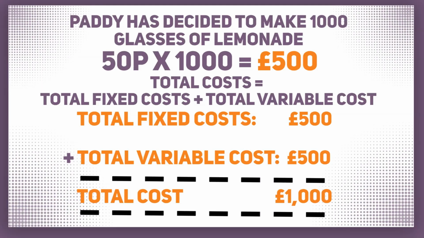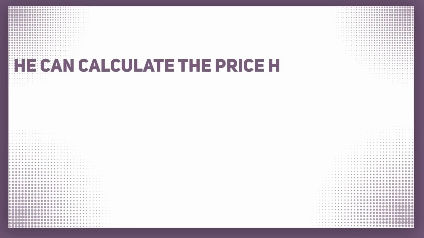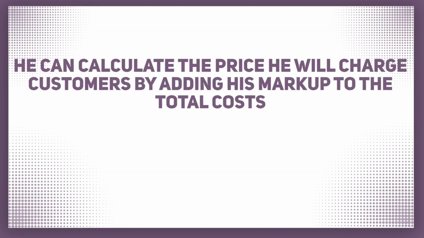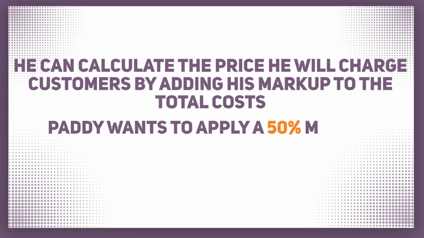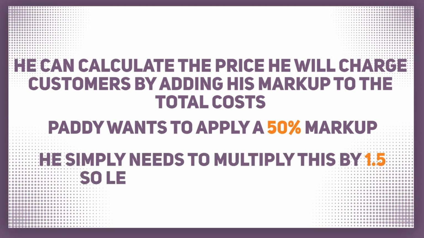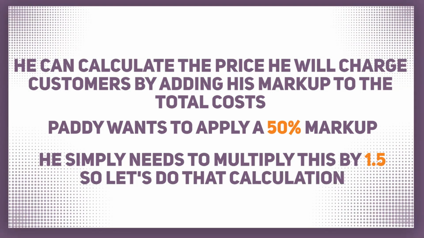So now that Paddy has his total costs, he can calculate the price he will charge customers by adding his markup to the total costs. If we remember earlier in this video, Paddy wants to apply a 50% markup. Now he knows his total costs, he simply needs to multiply this by 1.5, which is the same as adding 50%. You can think of 1.5 as also being 1.50. The 1 is the total cost, and the 0.50 is the 50% that Paddy wants to add on top.